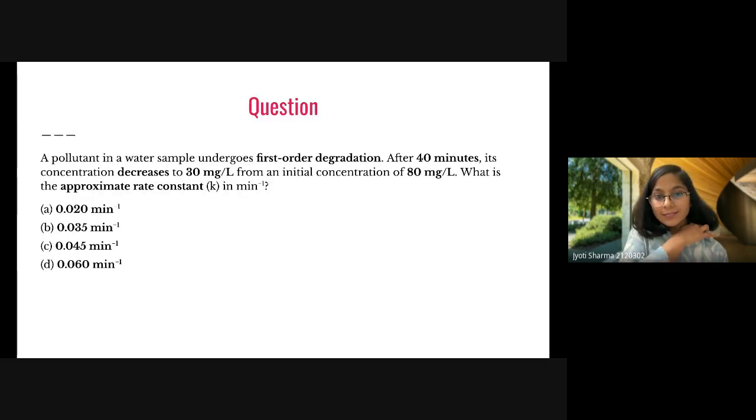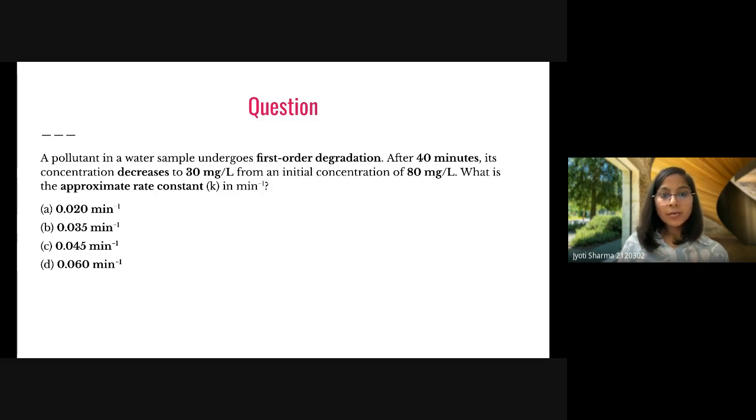Most of your questions are related to first order reactions only. If you know the integrated form of the first order reaction, and how to calculate the half life of a first order reaction, then most of your job is done. You can calculate everything very easily.